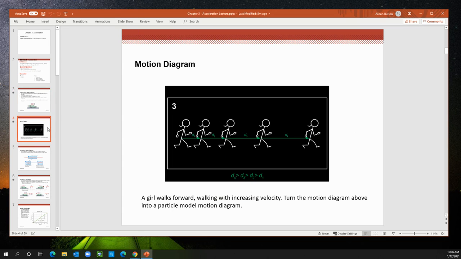We will look at motion maps, or your textbook calls them motion diagrams. And a motion diagram for an object that's accelerating should show different distances between the dots. So here's a girl walking forward with a steadily increasing velocity. We would see snapshots of the girl where the distance from one snapshot to the next gets bigger and bigger. If she were slowing down, we'd see the reverse. The distance between snapshots would get smaller and smaller instead.